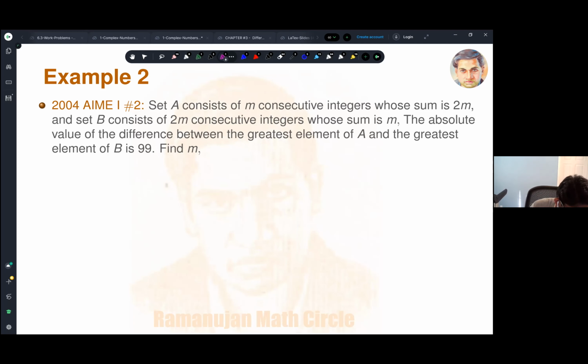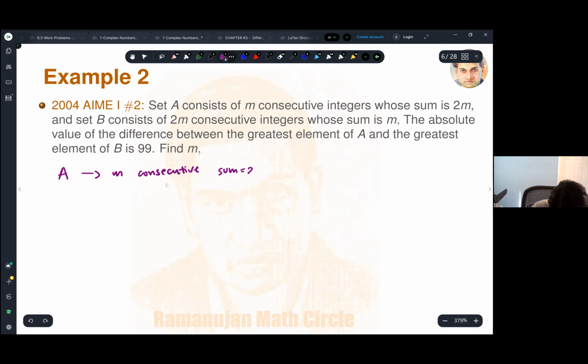All right, so now let's look into solving this problem. So first of all, let's look at set A. Set A is basically m consecutive numbers. Remember, consecutive numbers are a special form of arithmetic series, arithmetic progression with a common difference of 1. And so what we're going to do now is say that the sum is equal to 2m.